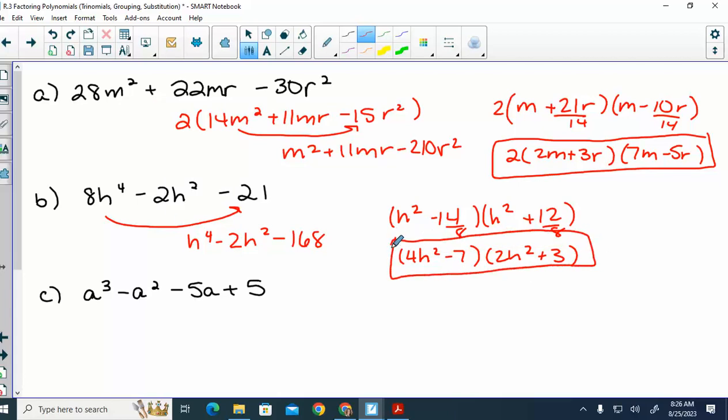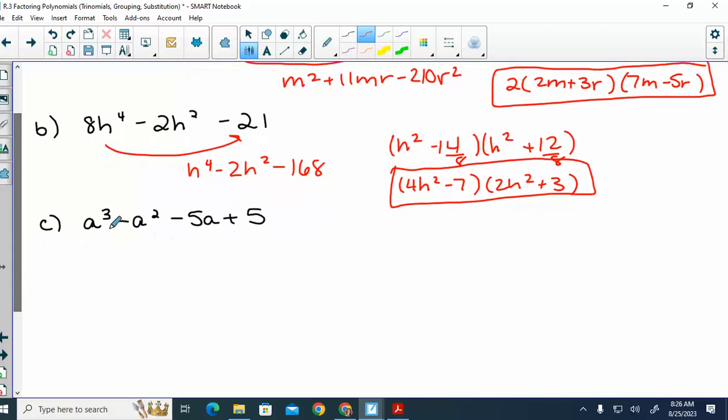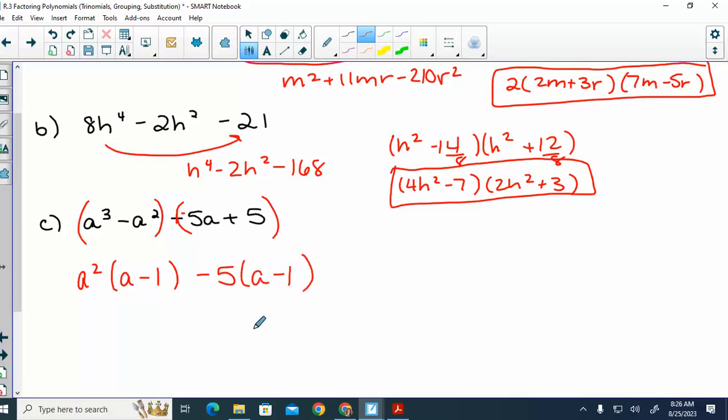Last one. Before you add your parentheses, what do you have to do? We have to make this a -5, and then we can do our group. So the first one you take out a². Second one you take out -5. And if you take out the a minus 1, you are left with a² minus 5. Does a² minus 5 factor any further? No, because 5 is not a perfect square. Alright, any issues with those?